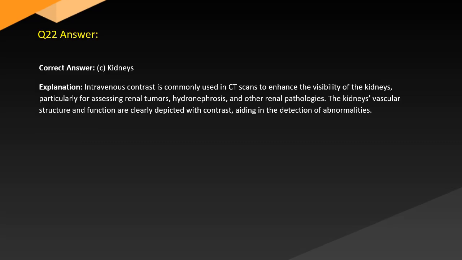Answer. Correct answer. C. Kidneys. Explanation. Intravenous contrast is commonly used in CT scans to enhance the visibility of the kidneys, particularly for assessing renal tumors, hydronephrosis, and other renal pathologies. The kidney's vascular structure and function are clearly depicted with contrast, aiding in the detection of abnormalities.